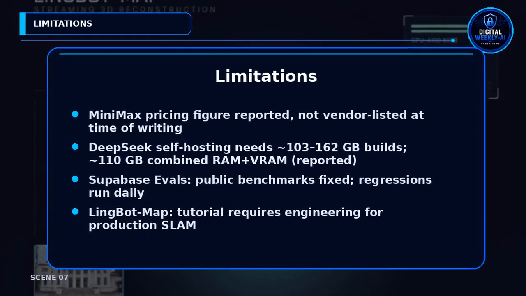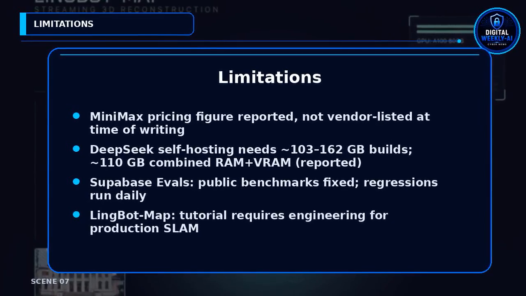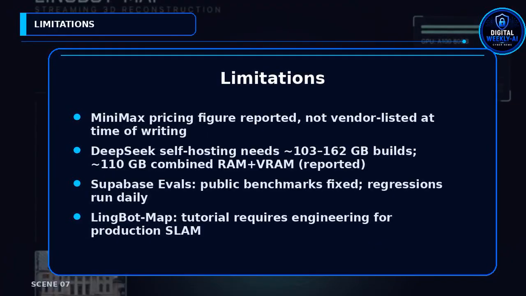Caveats and open questions. MiniMax's pricing was reported by third parties. The 13 cents per second and $1.95 per 15-second clip should be treated as reported. H3 still needs large multimodal context, and cost scales with input material. DeepSeek self-hosting requires substantial memory. Community builds report 103 to 162 gigabytes for quantized builds, and roughly 110 gigabytes of combined RAM plus VRAM.